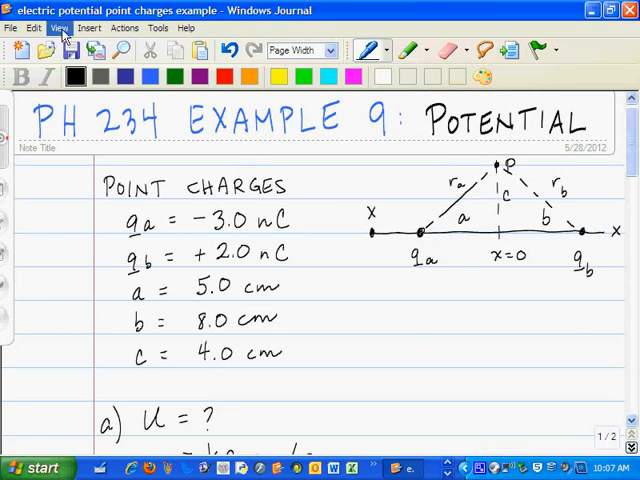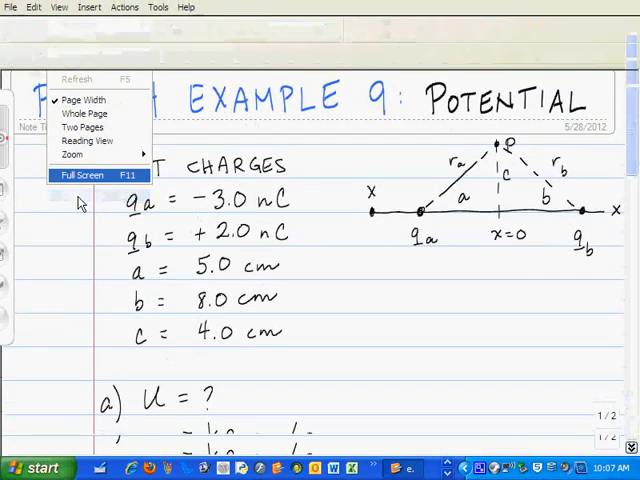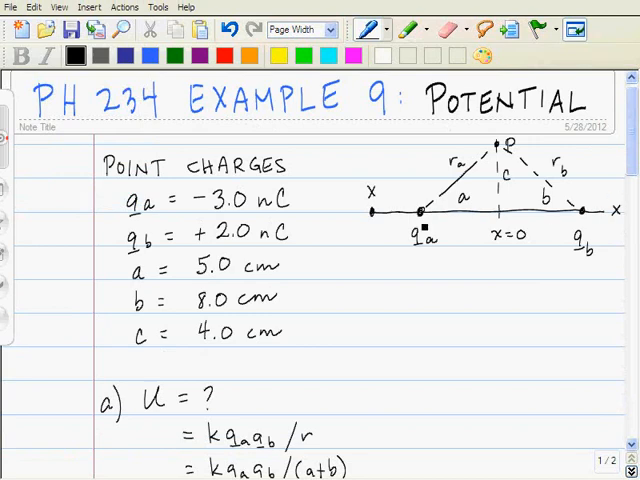Okay, so in the last example, we looked at a couple of point charges along a line, Q sub A and Q sub B. Q sub A had a charge of -3 nanocoulombs. Q sub B had a charge of +2 nanocoulombs. And we know that those charges are separated by a distance of 13 centimeters.